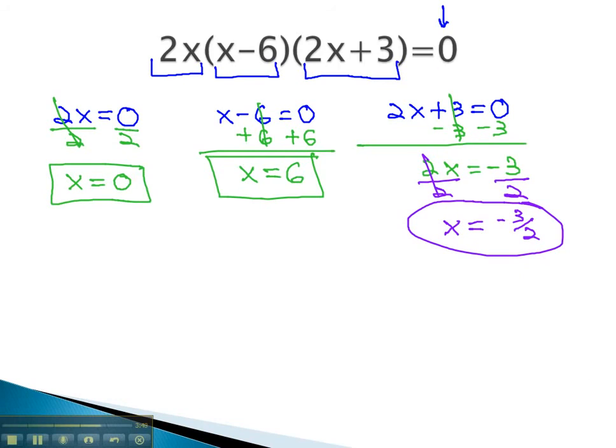The zero product rule simply says if several factors multiply to 0, either one of them or another will equal 0. Using this, we can find possible solutions for x.